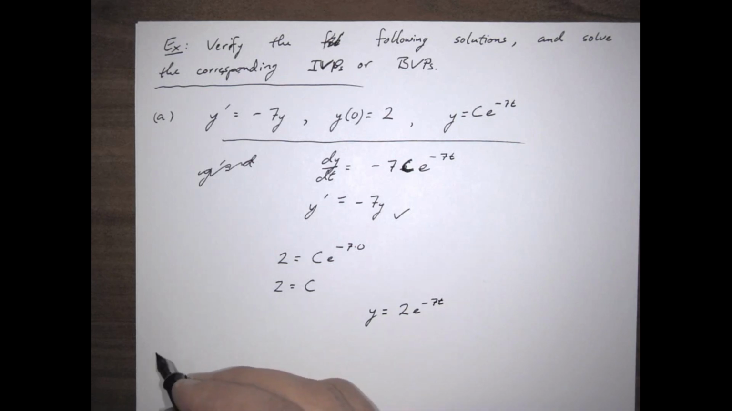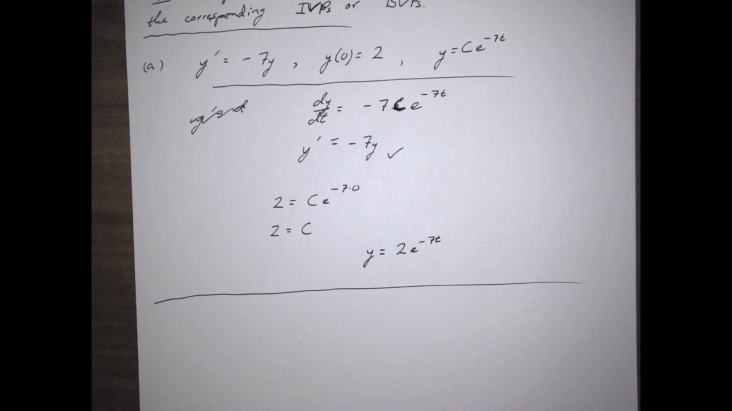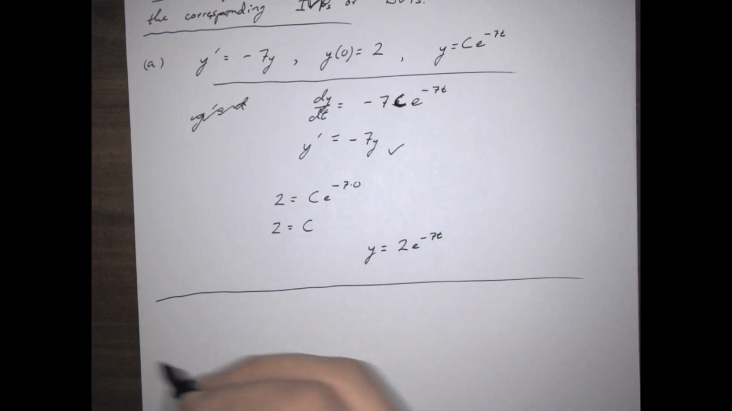All right, so that was nice and easy. First order, it only had the first derivative in it. We only had to solve for one variable, so that was very, very convenient for us. All right, let's try another one.